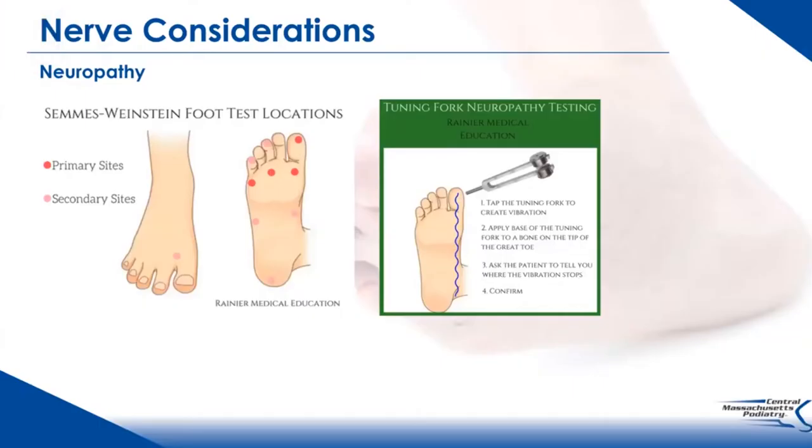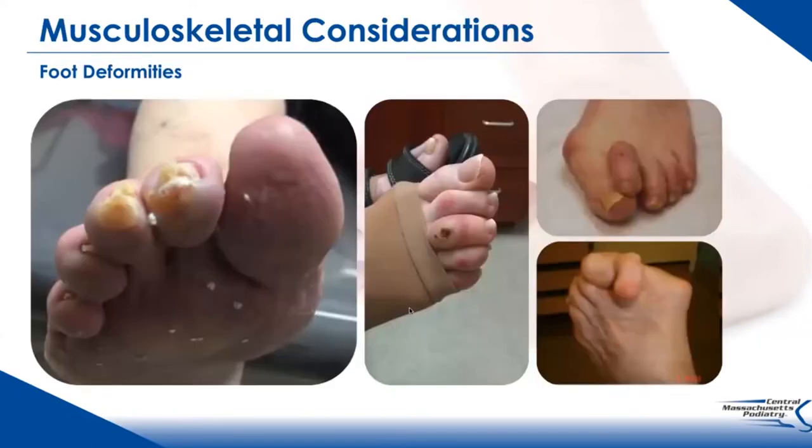Okay, so that's the neuropathy aspect. We talked a little bit about foot deformities. That's what I started with. There are different types of foot deformities. The most common ones I see here on the left are the hammer toes. In the middle is a hammer toe. Here's a hammer toe and a bunion. And here's a really bad bunion and a hammer toe. Foot deformities can be problematic in anyone, but with diabetics, it could cause ulcers. And the problem is they might not feel them.